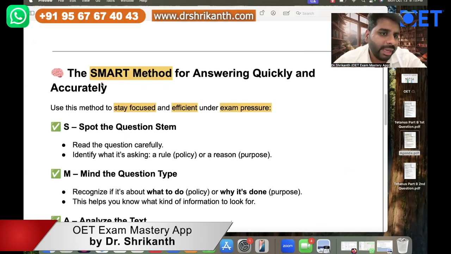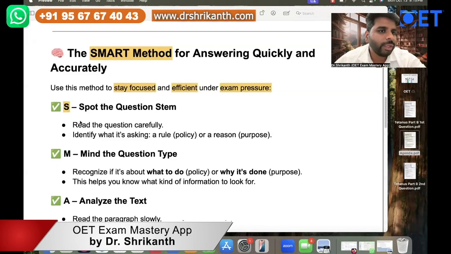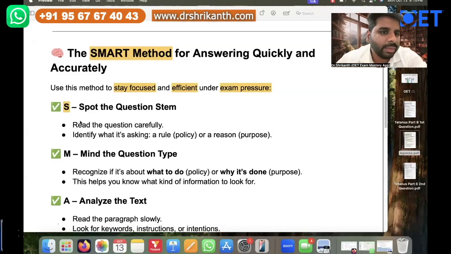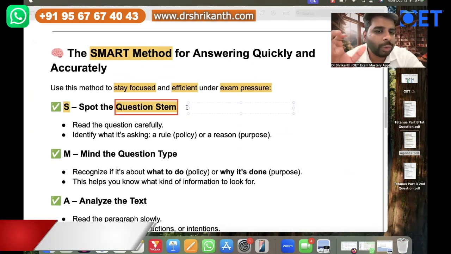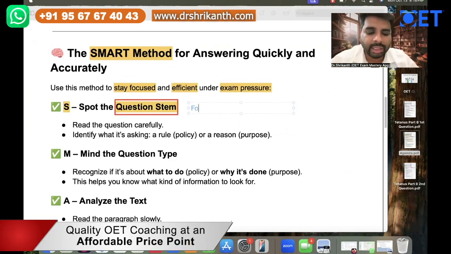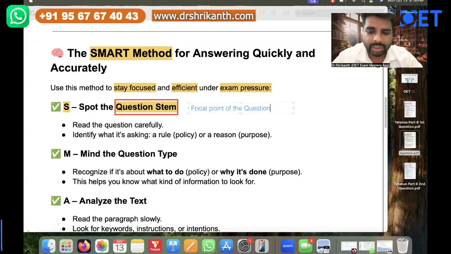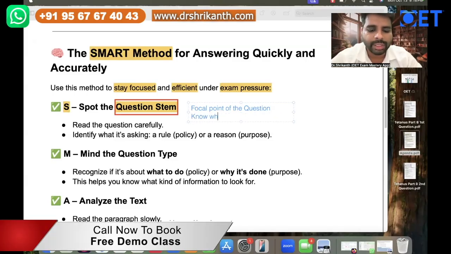So SMART. So what does S stand for? So when you are dealing with the question, S basically means spot the stem of the question, right? Question stem. So this is what S stands for: spotting the question stem. So those who are new to the session over here, what is this question stem? Question stem is basically the focal point of the question, right? So every question will have one particular focal point. That is, you have to know what your duty is. So the OET is asking you one particular thing. So what is your duty?